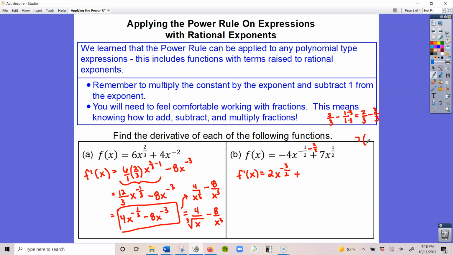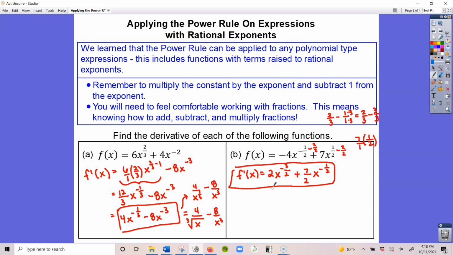This is like saying 7 over 1 times 1/2. So 7 times 1 is 7, over 1 times 2, which is 2. x. Here I'm going to subtract 1 from the exponent. So since the denominator is 2, I'm going to subtract 2 over 2, which would give me negative 1/2. So this would be our answer here.